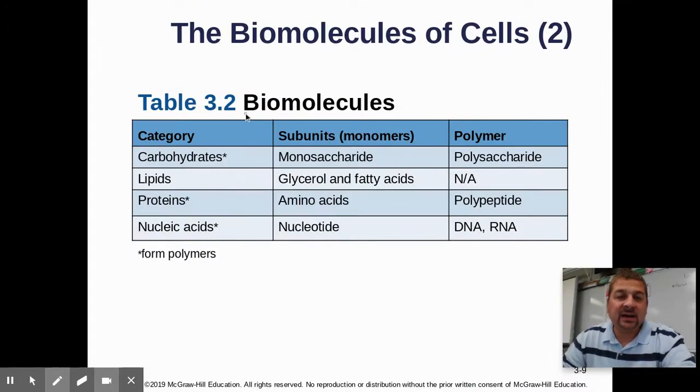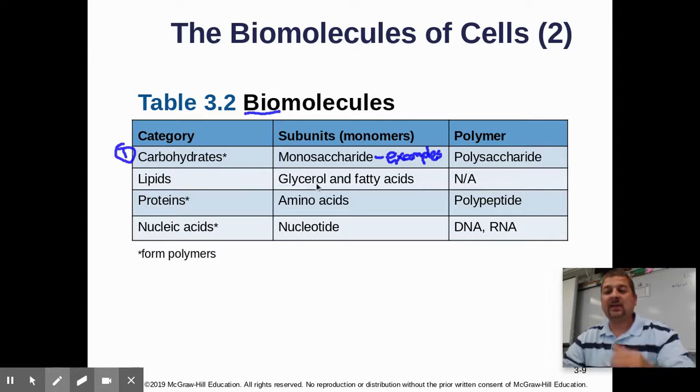Again, just a slide showing our different categories of biomolecules. In the next couple of videos, we'll look at these more in depth. Carbohydrates, the monomer is the monosaccharide, which kind of makes sense, and the polymer would be polysaccharide. Now you're going to have specific examples within each category, but these are just broad names. Lipids, we don't really call them polymers, but the subunits for a triglyceride, like we think of fats, would be a glycerol, and 3 fatty acids would make a triglyceride.